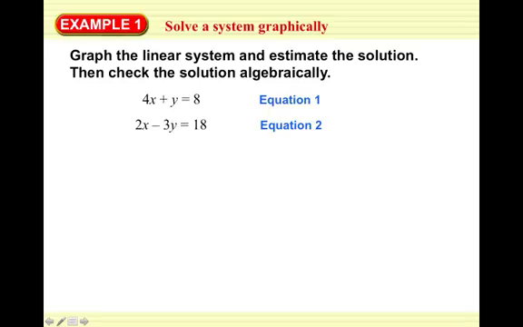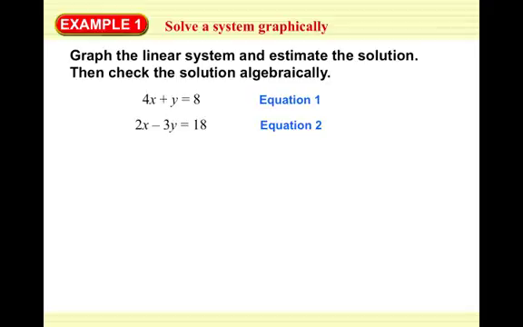All right, so we're going to graph the linear system and estimate the solution. Then if you want, you can check it algebraically. We've got 4x plus y equals 8, 2x minus 3y equals 18. Now I suggest putting it in slope-intercept form to be able to graph.